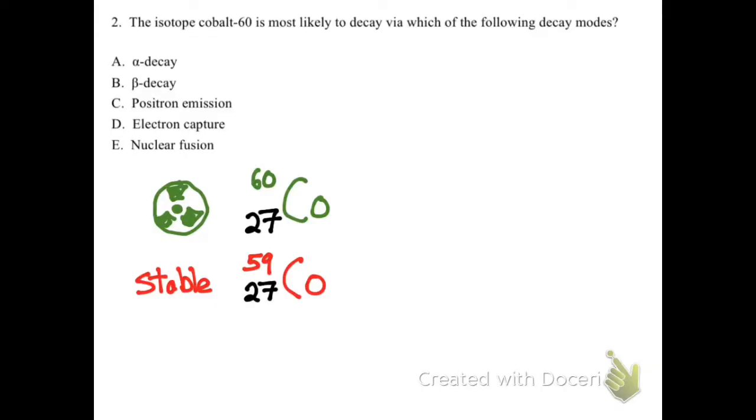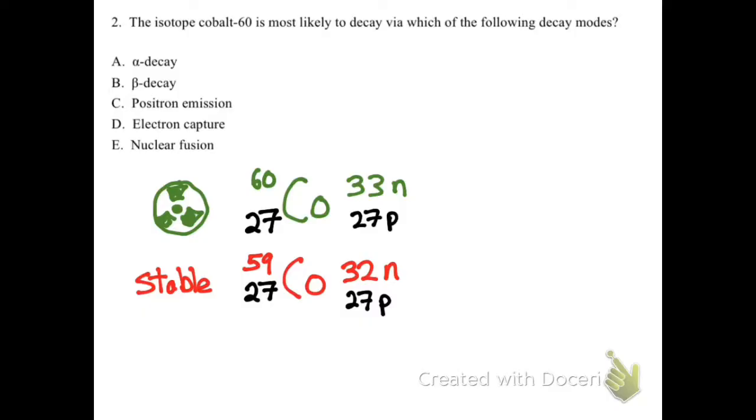So now we want to ask ourselves, what is wrong with our radioactive isotope? So again, both of these have 27 protons. So we're going to check to see the number of neutrons they each have. So cobalt 59 has 59 minus 27, or 32 neutrons. Whereas cobalt 60 has 60 minus 27, or 33 neutrons.